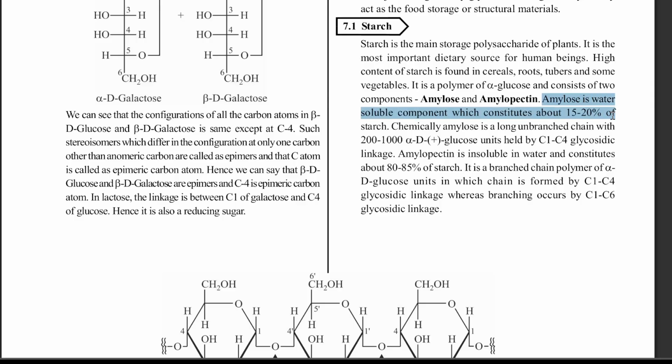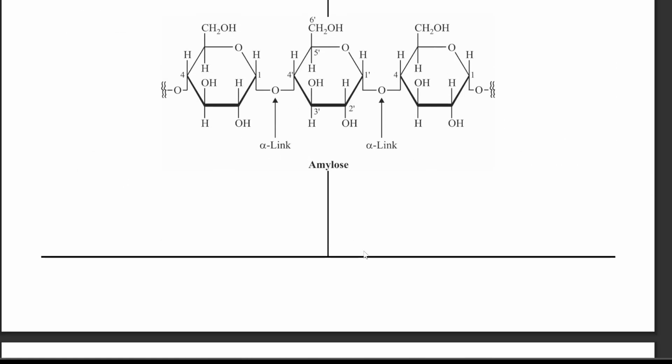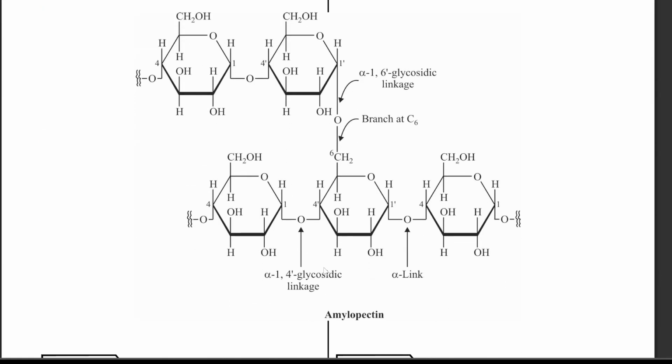Amylose is water soluble and constitutes around 20% of the starch. Chemically, amylose is a long unbranched chain with 200 to 1000 alpha D glucose units held by C1-C4 linkage. Amylopectin, on the other hand, is insoluble in water and constitutes about 80% of the starch component. It is a branched polymer and also has C1 and C4 linkage. The structures are not important for your examination.